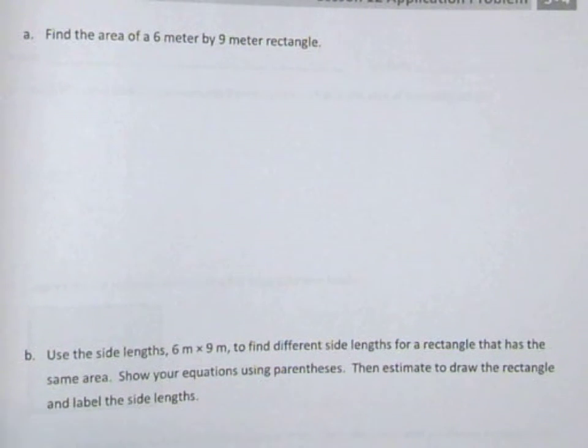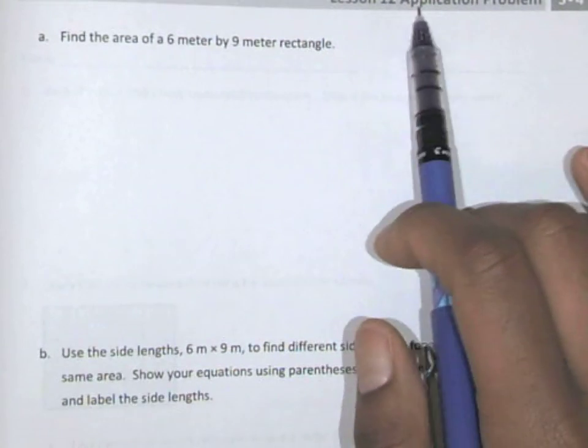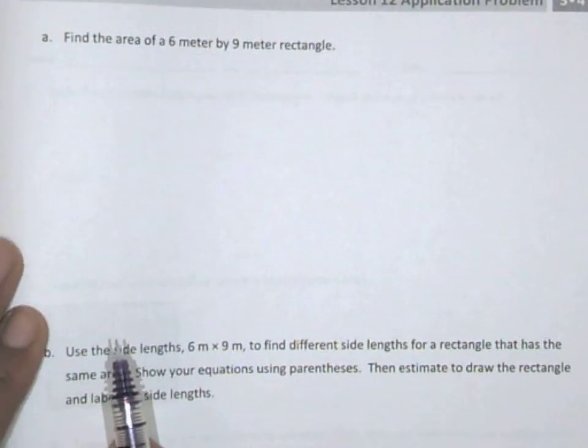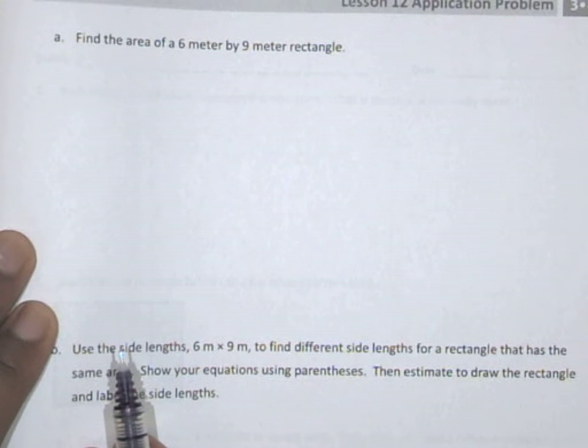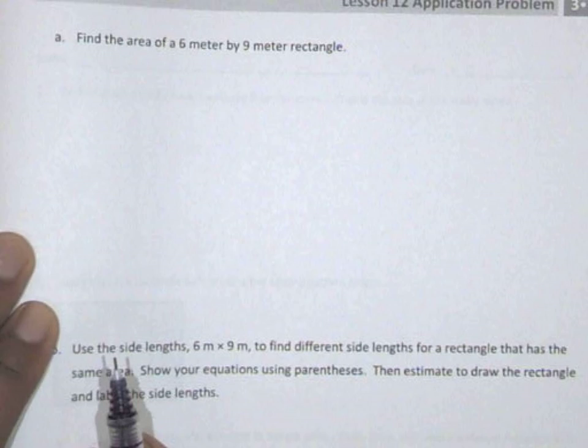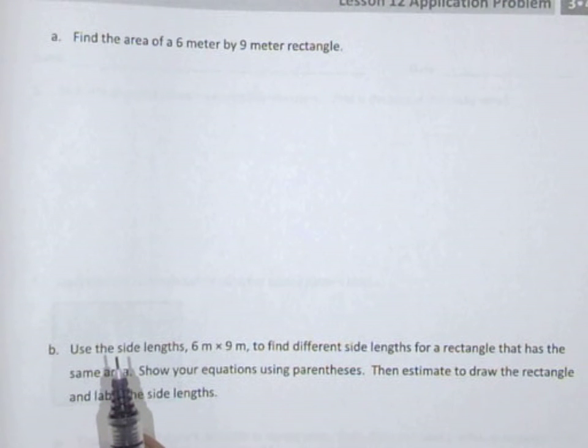Let's start with our application problem. Your page should say lesson 12 application problem at the top. So part A, it says find the area of a 6 meter by 9 meter rectangle. Go ahead and take a couple of seconds to underline important words that you see in this problem.